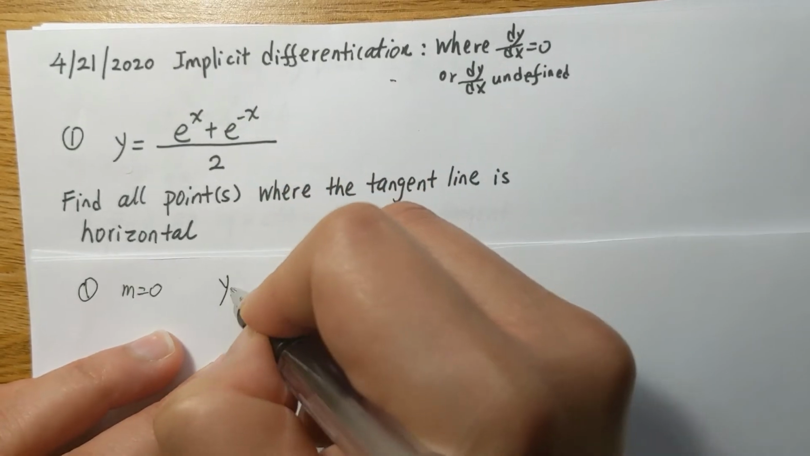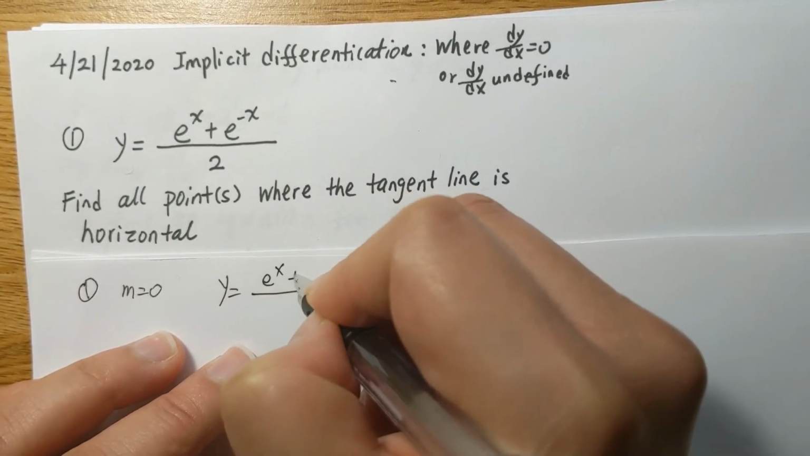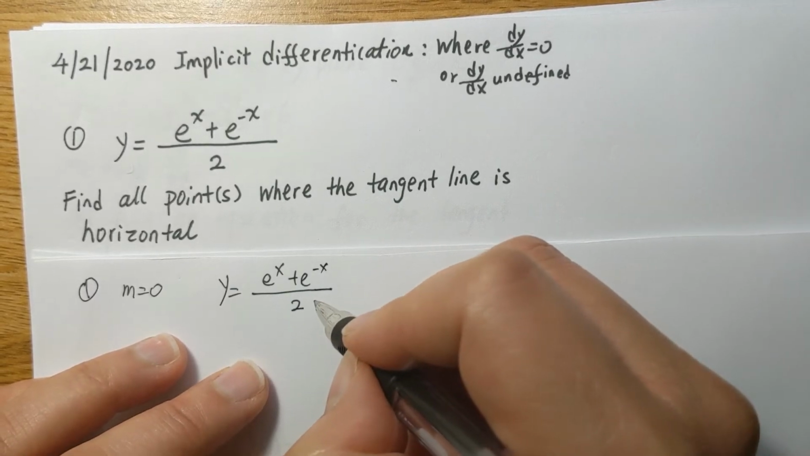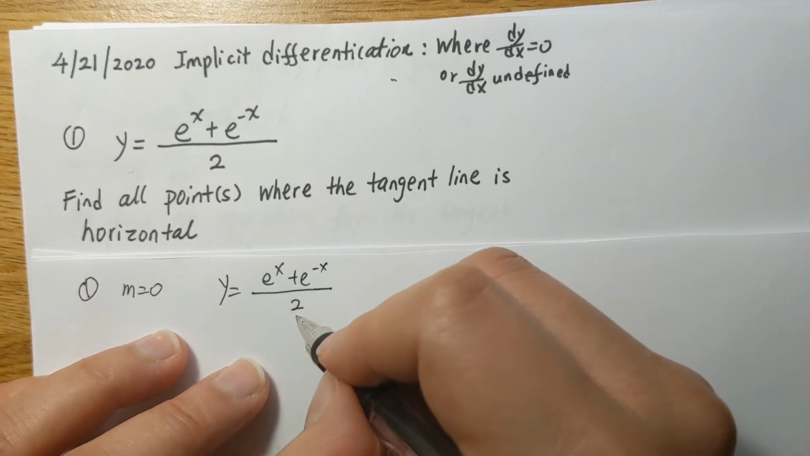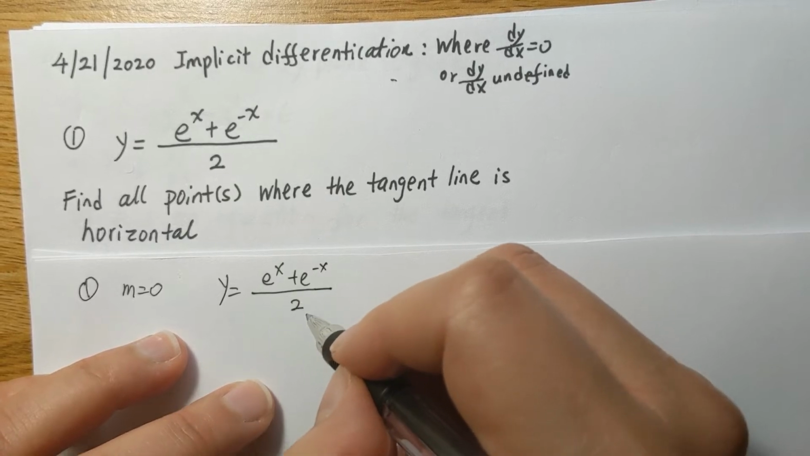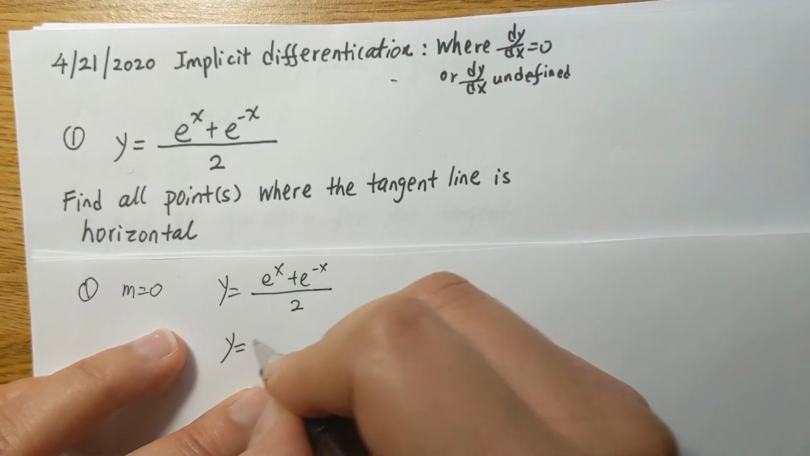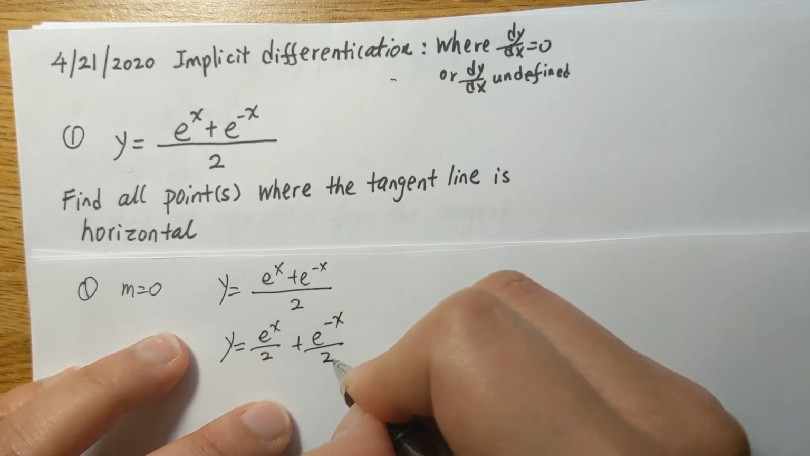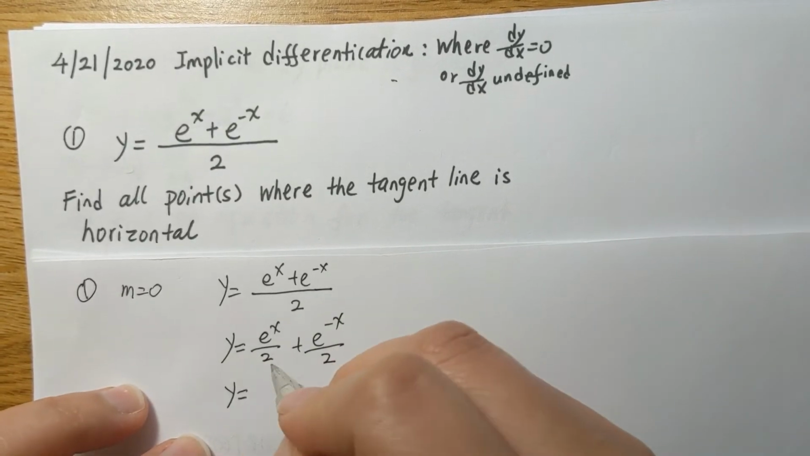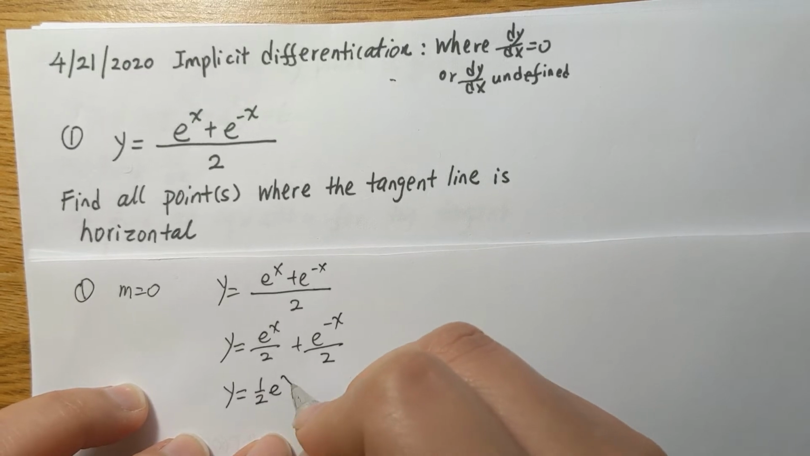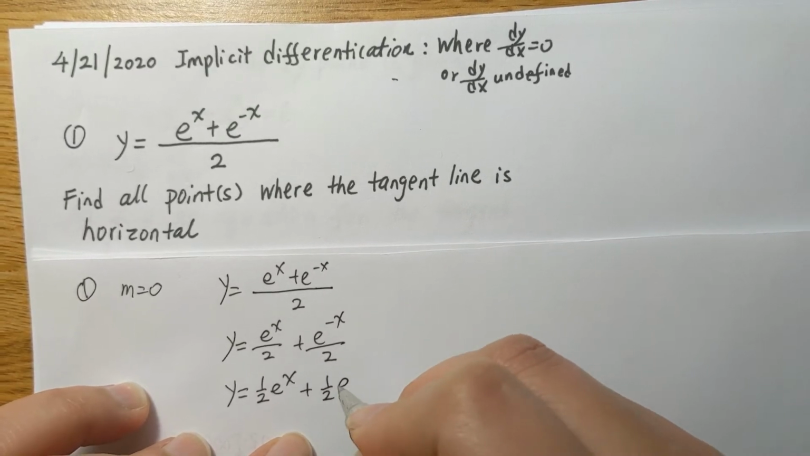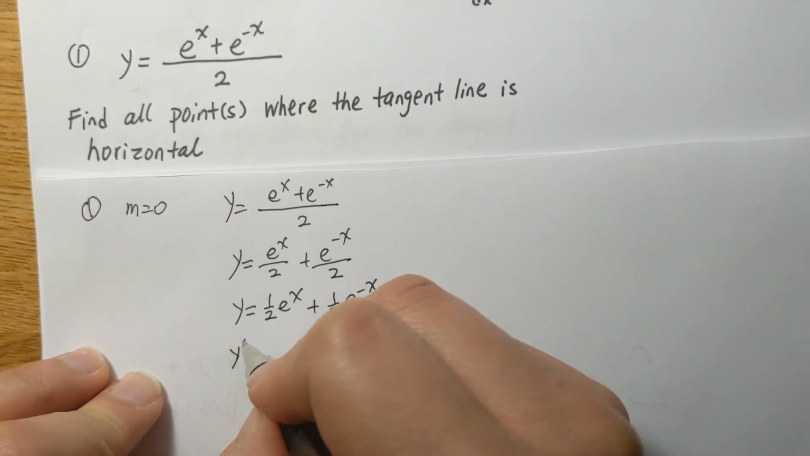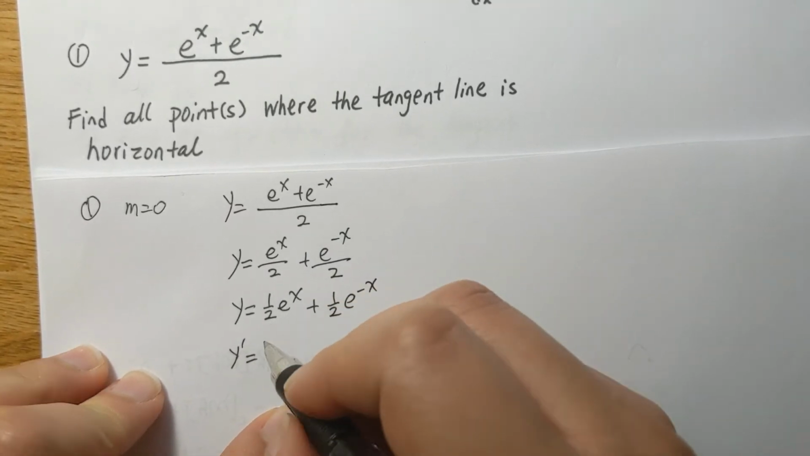Now we have y equal to a fraction. Because the denominator is the number 2, it's not practical to use the quotient rule. So I decided to rewrite it into 2 fractions. And then we know that you can put the half in the front just to make it easier for the derivative. So from here, I'm going to find the derivative, y prime or dy/dx.